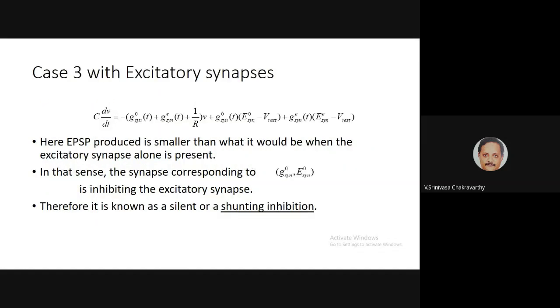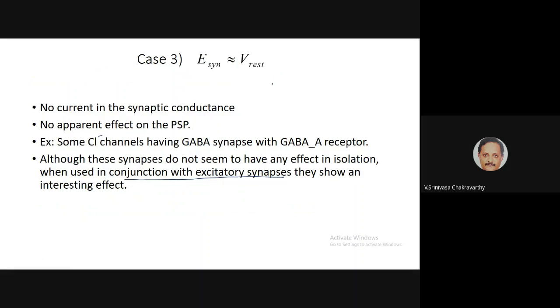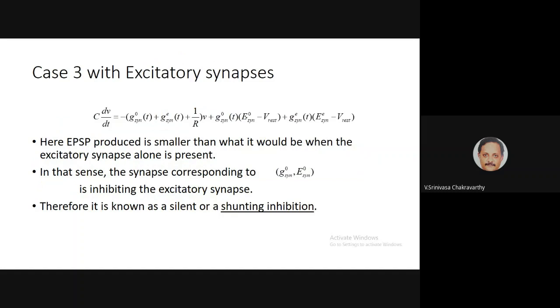So to understand that, let us add an excitatory synapse in addition to this kind of a synapse where E_syn is equal to V_rest. Let us call this kind of a synapse a zero synapse, because it has zero effect when used in isolation. So we will call that synaptic conductance G0_syn and that Nernst potential E0_syn. It so happens that E0 is roughly the same as V_rest, so therefore this term can be ignored.